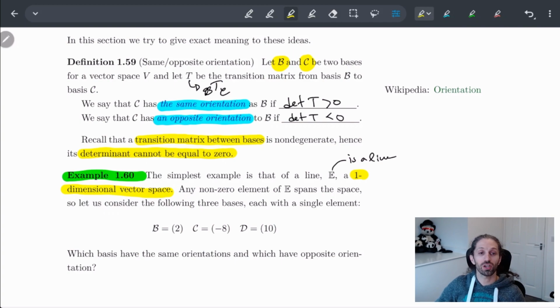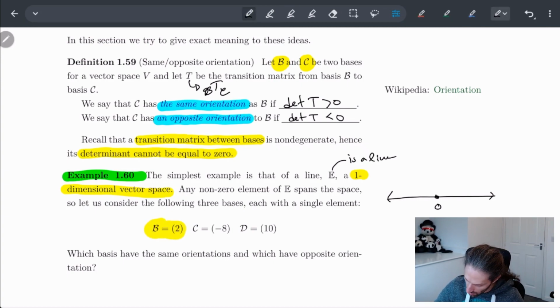If I look at any non-zero element of E, this spans the space. Anything that's non-zero is going to span the entire space, right? One thing you can think of this as, if you really want, is the real line. We have 0 here. And any point I choose, for example here, if I take the basis B equal to 2, well, what is this going to refer to? This is going to refer to the 2 here. I can just write these underneath.